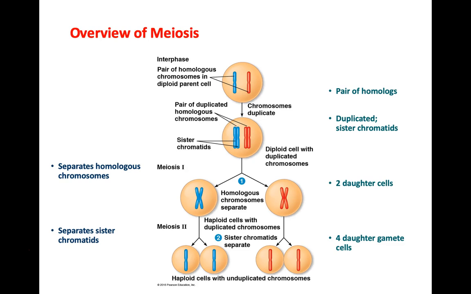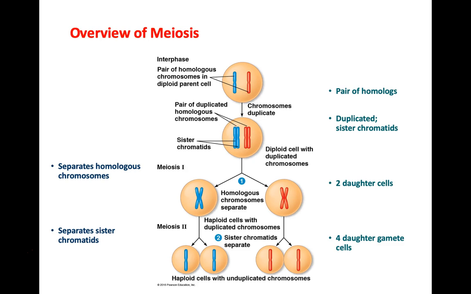Meiosis I separates those homologous chromosomes into 2 daughter cells. Each daughter cell has 1 copy of each of the homologs. Then in meiosis, actually, before we move on, at that point, we have reduced the number of chromosomes in the cell. So after meiosis I, we go from diploid organisms to haploid organisms, organisms that only have 1 copy of each type of chromosome. So meiosis I reduces the number of chromosomes in a cell from 2n to 1n.